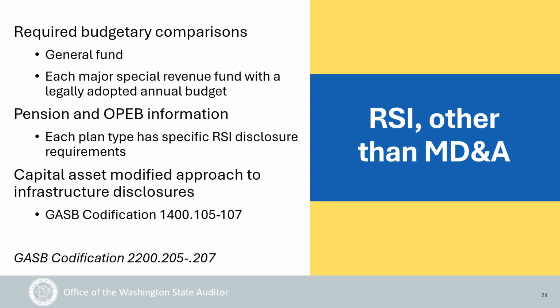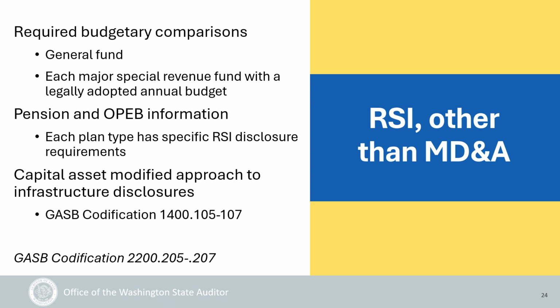The last component of the required financial statements is the RSI other than MD&A. The RSI includes schedules that provide additional information to the users of your financial statements. This component of required financial statements can be found in GASB Codification 2200, paragraphs 205 through 207.